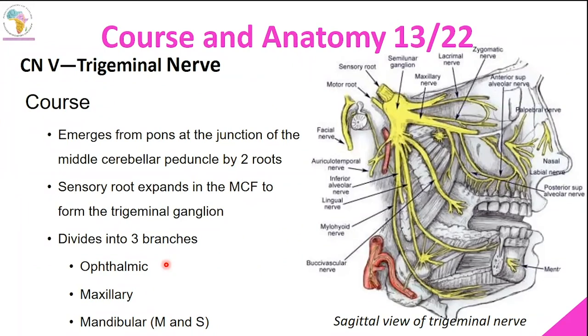It supplies or innervates the muscles of mastication, specifically in this case the temporalis muscle, the masseter, and the lateral and the medial pterygoid muscles, which are responsible for mastication. So what we're looking at here is the trigeminal nerve.